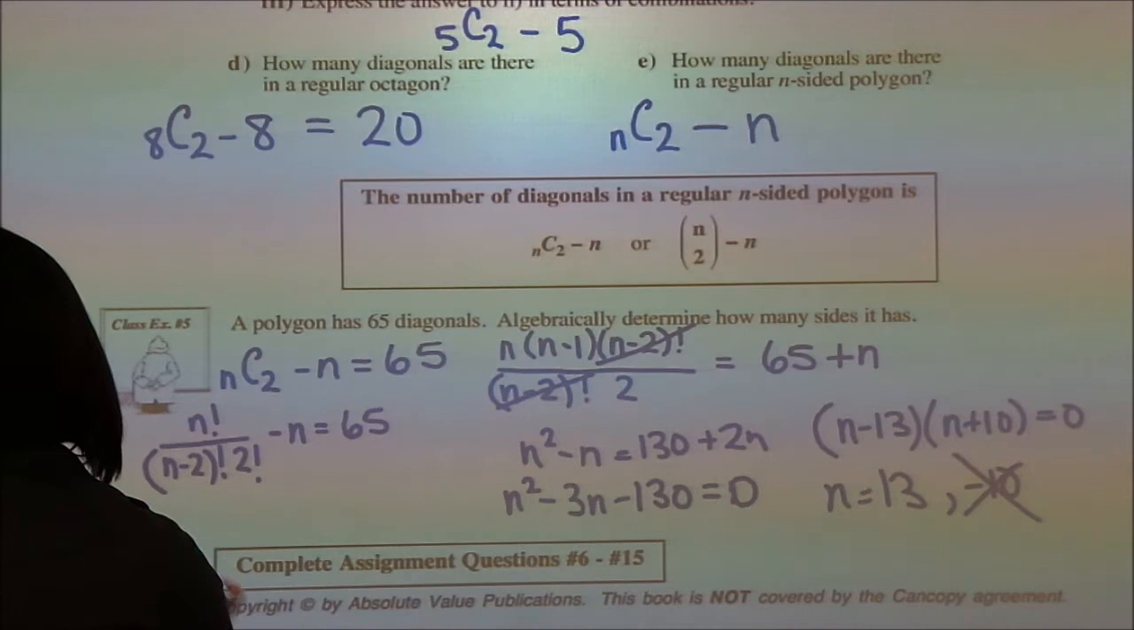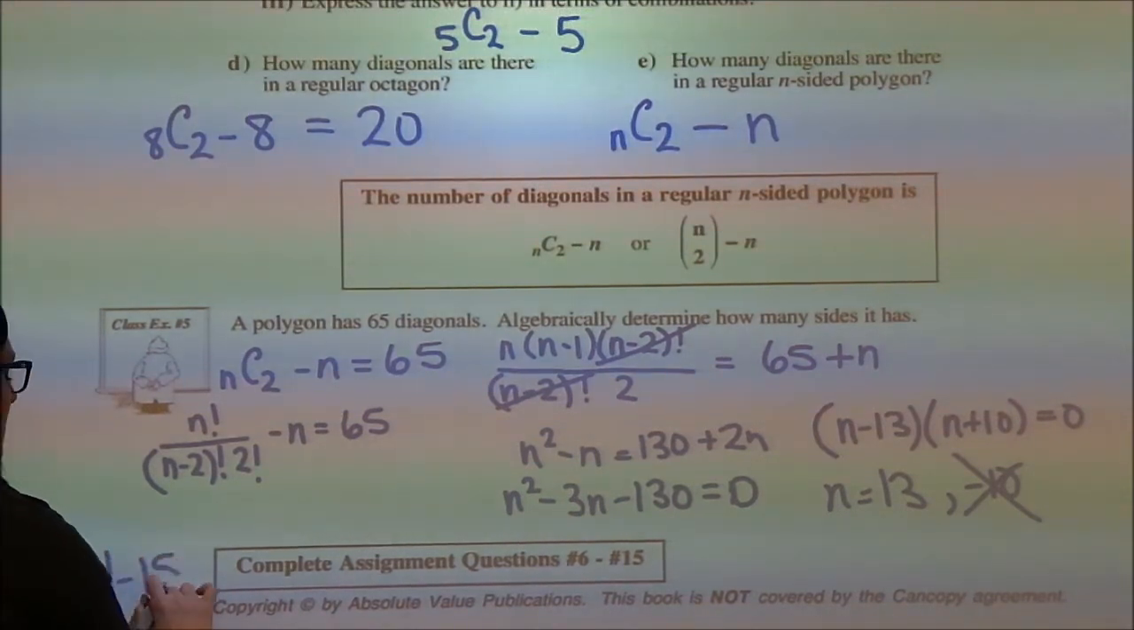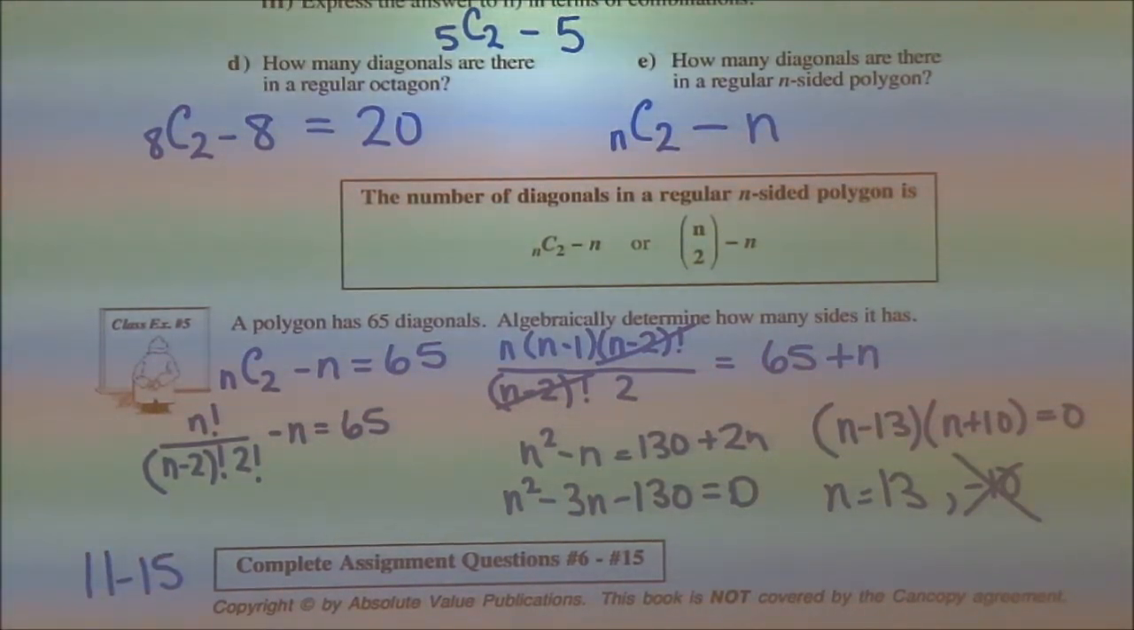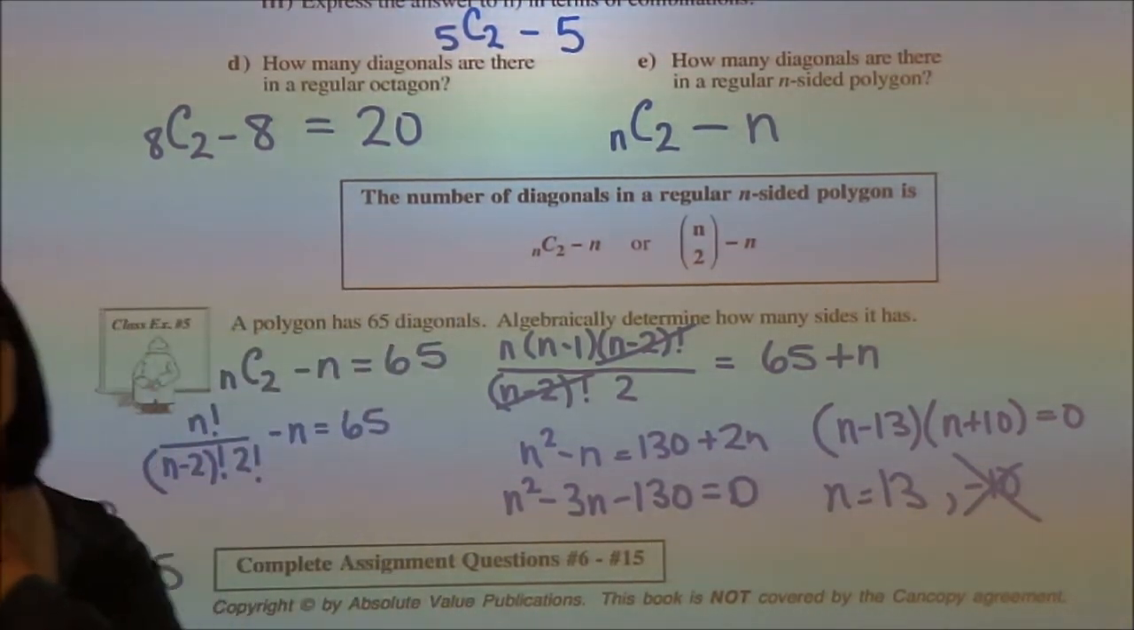So your questions are number 11 to 15. And I'm going to put in 8 as well. So question number 8 and then 11 to 15.